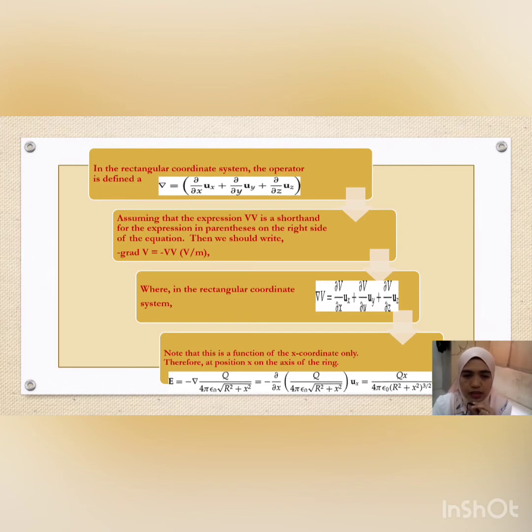Note that this is a function of the x coordinate only. Therefore, at position x on the axis of the ring, E = -∇(q / (4πε0 √(r² + x²))) = -∂/∂x (q / (4πε0 √(r² + x²))) ux = qx / (4πε0 (r² + x²)^(3/2)) ux.